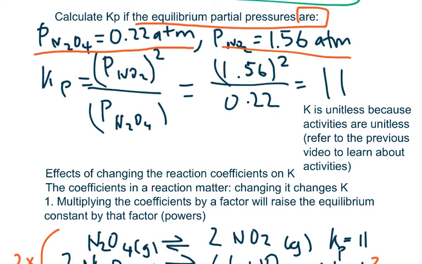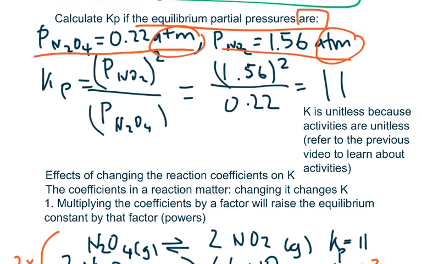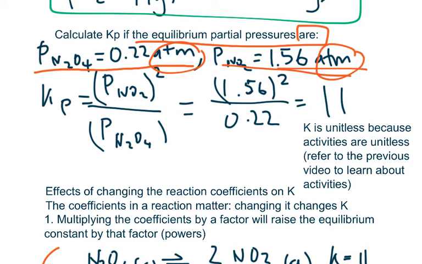1.56 atmospheres. Now remember, if you want to plug in pressures into the equilibrium expression, they have to be in atmospheres. And look at that, we have that. So we're doing great, and let's just plug it in. So we plug in 1.56 here, and 0.22 here.